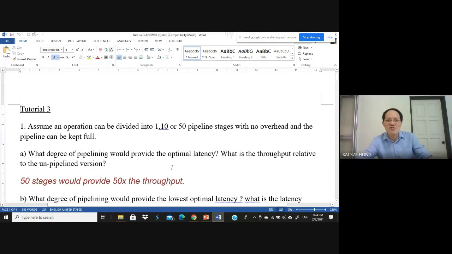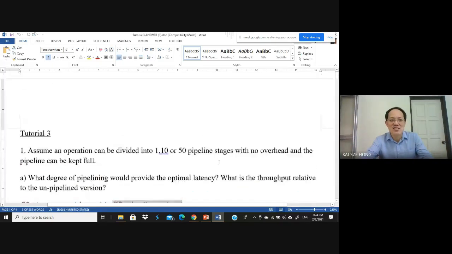Okay, so this is the answer. 50 times the throughput. So very good for the try. Most of you have guessed it correctly. Don't worry, this is just part of the learning process. Let's say if you have 50 micro instructions for one instruction, it will get very fast if you use pipeline. Okay, very good. Next question.